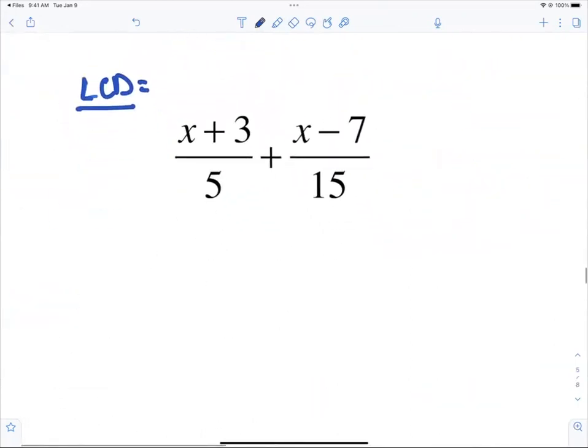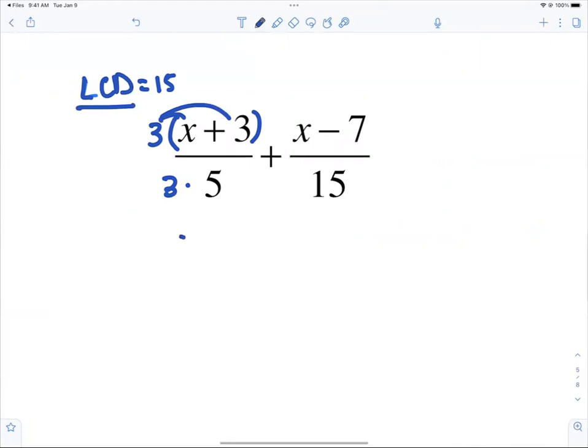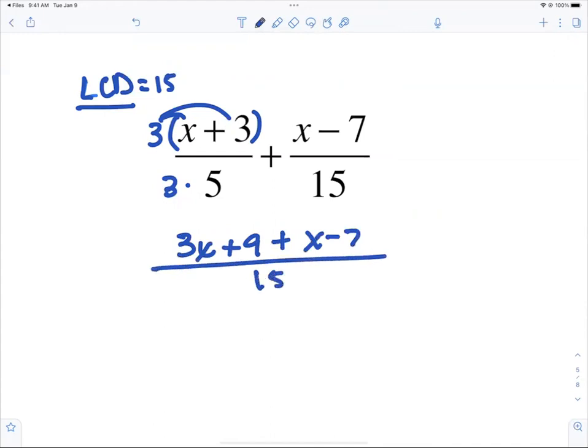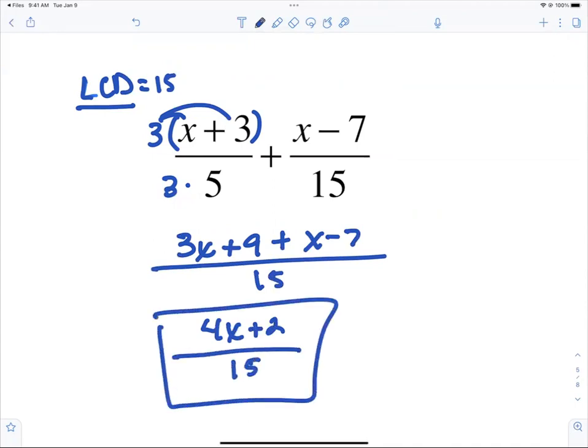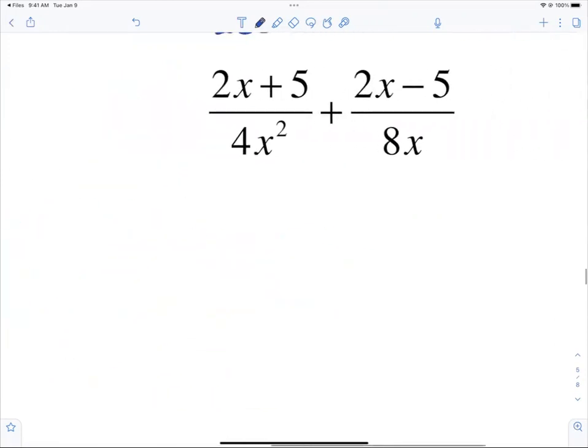Okay, moving on. Least common denominator is 15. The first fraction needs to pick up a factor of 3. Put its numerator, the binomial two-term numerator, in parentheses. When you introduce the factor of 3, make sure you distribute that 3. This is 3x plus 9 plus x minus 7. Denominator is 15. Combining like terms, 4x plus 2 over 15. That's your simplified expression.